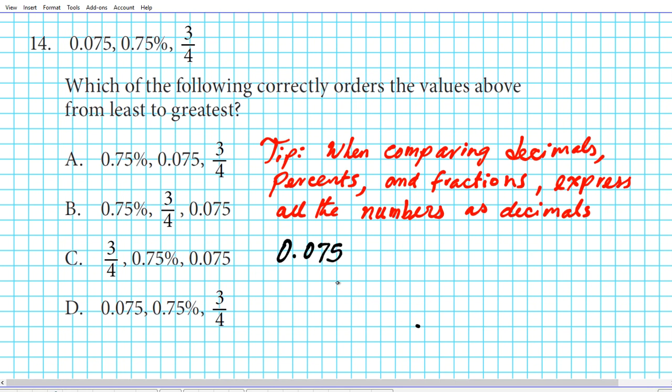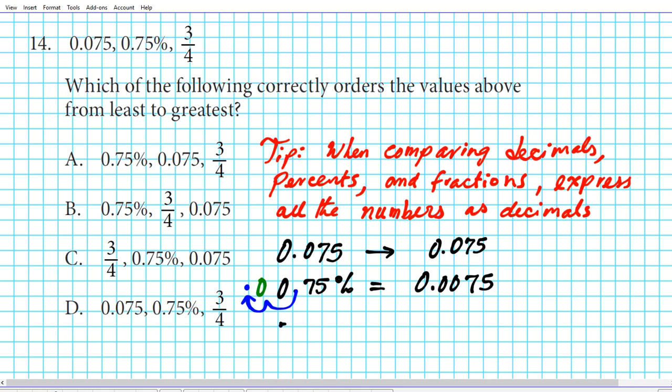0.075 is already a decimal, so we leave it alone. How about 0.75%? 0.75%, if we're converting this to decimal, we just shift the decimal point to the left two places. So you go 1, 2. That's how you convert, a quick way to convert percent to decimal. So what we're doing is we're dividing this over 100 and converting that fractional representation into a decimal format. So since we have an empty spot here, we'll insert a zero. So 0.75% is equal to 0.0075 in decimal form. Okay, so the top one is 0.075, this one is 0.0075.